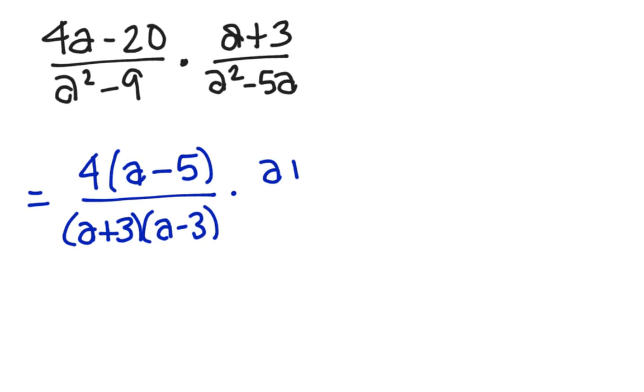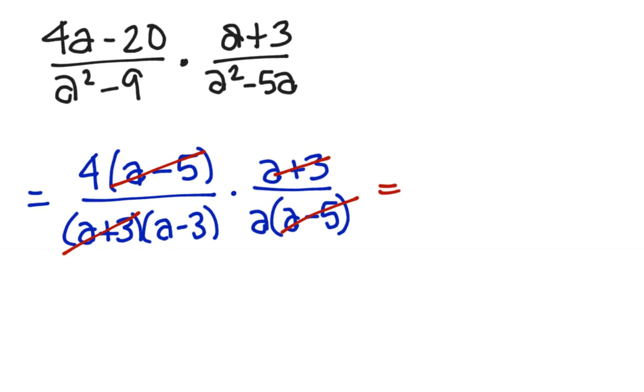A plus 3 in the numerator of fraction number 2 is good. In this denominator, both terms have an a. I can factor it out. So that leaves me with a times quantity a minus 5. What can we reduce? What do I have in common top and bottom? A minus 5 will reduce. A plus 3 will reduce, leaving me with 4 on top and an a times quantity a minus 3. I told you in class you do not need to multiply it out, so you can leave your answer in that format.